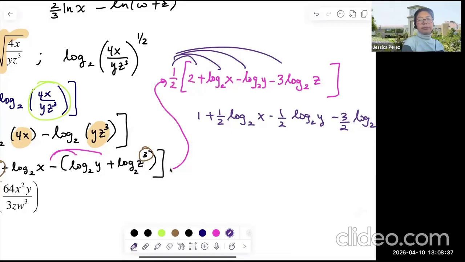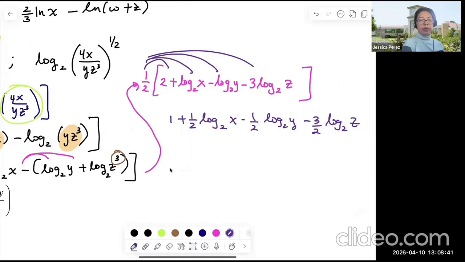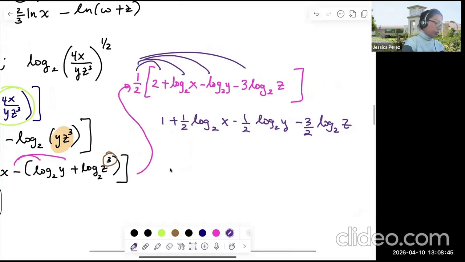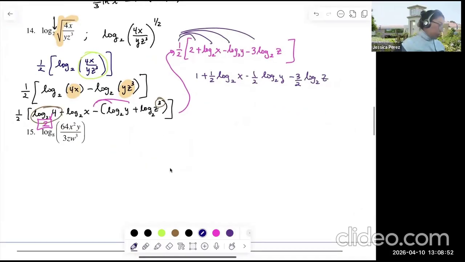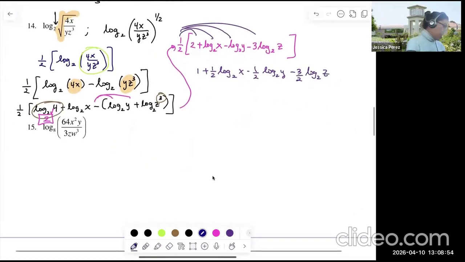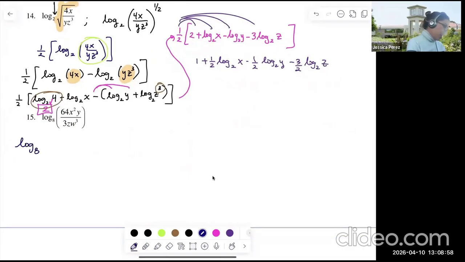and so that's something that you can expect on one of the tests or assignments to do. Let's go ahead and do number 15, which is very similar to what we're going to do. We're going to split it apart. So we're going to first do log base 8 of 64x squared y minus log base 8 of 3zw cubed.